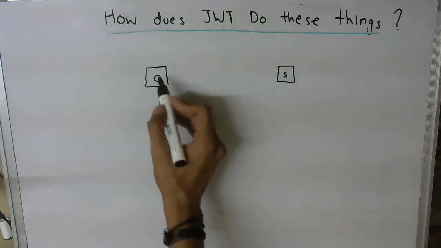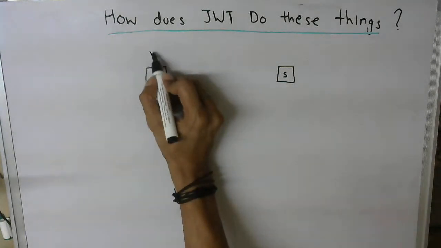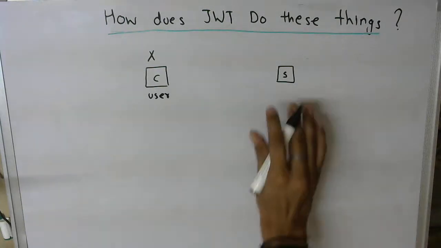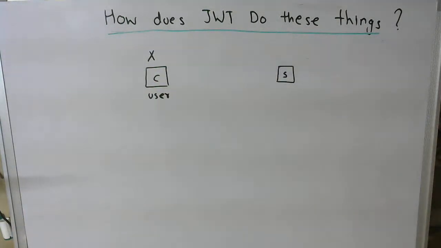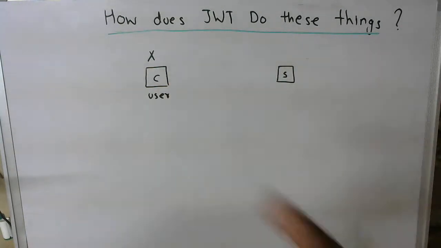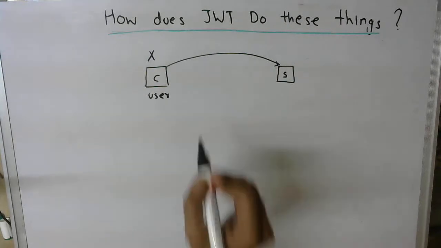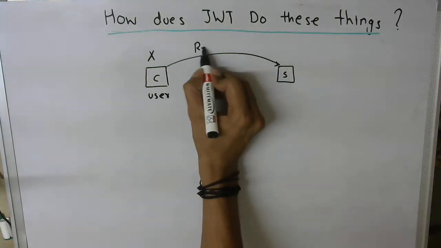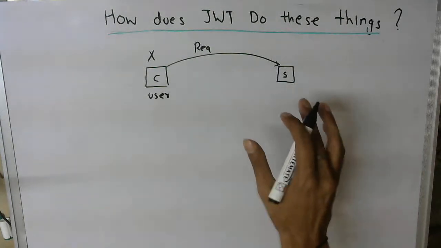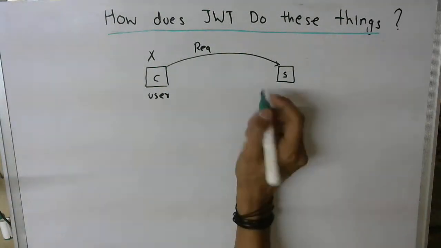So this is the client, this is our server, this is user X, and this is our server in which it wants to log in. So it sent its credentials, meaning username and password. So it sent a request to log in here. The server validated and authenticated the X user, and the server sent this JWT to the user.